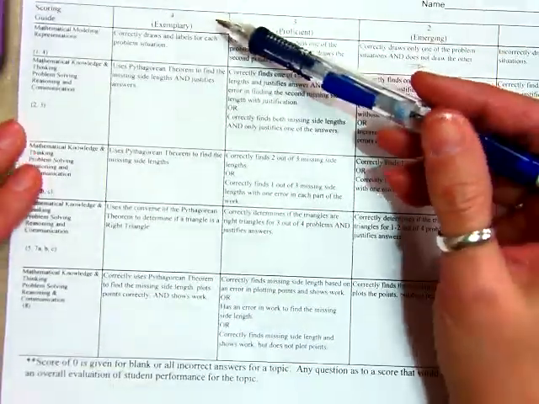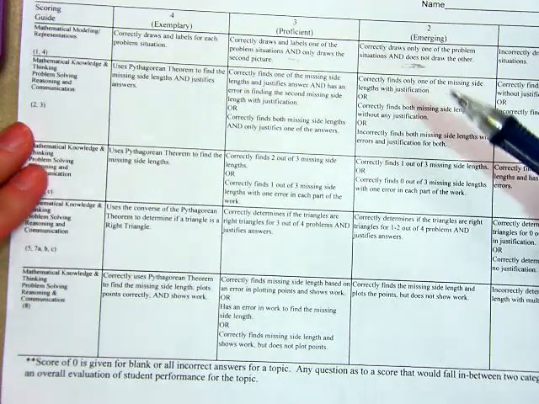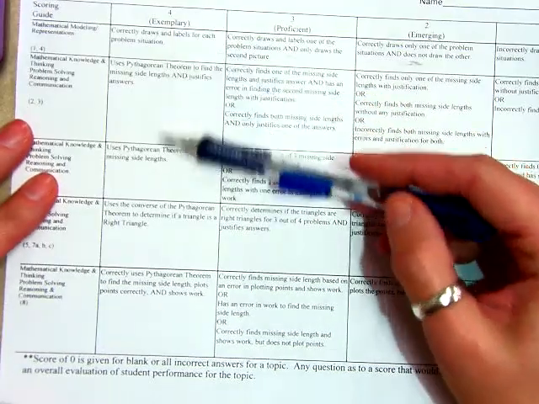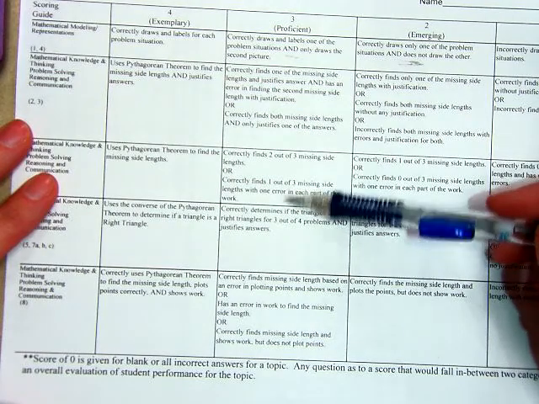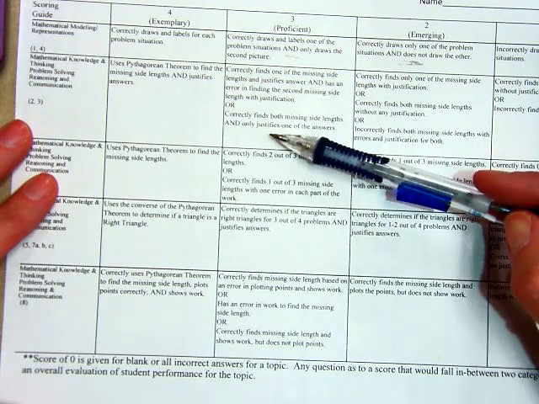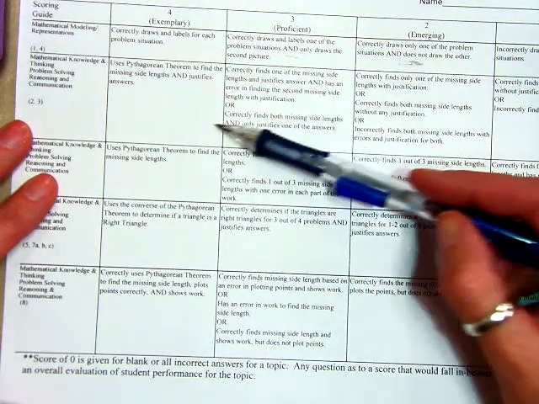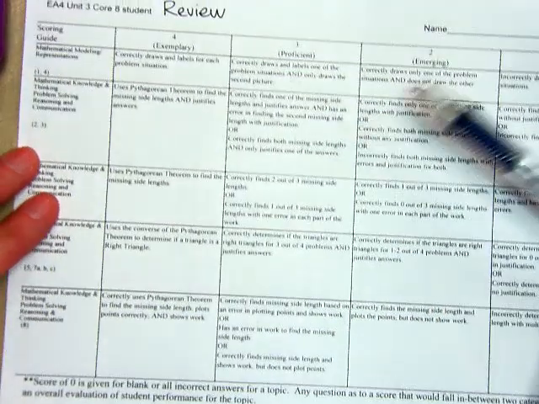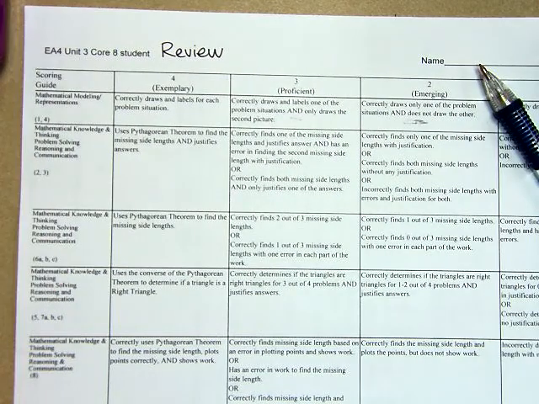I'll let you read through it, but it's really important to read not just the 4 column, but the 3 column. How will I miss a point? You know, if I forget one thing between here and here, what happens? Okay, so good luck, and I will see you tomorrow.